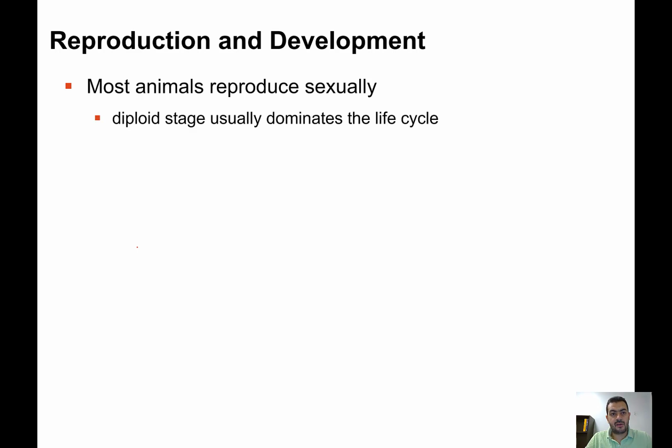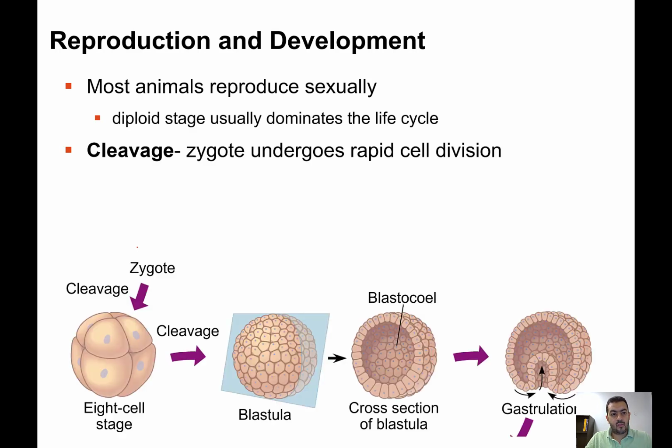So in their life cycle, the dominant stage will be the diploid, or two copies of the chromosomes. After fertilization, from the fertilized egg we will have a zygote. This zygote will start at the 8-cell stage. Then we will go through cleavage.